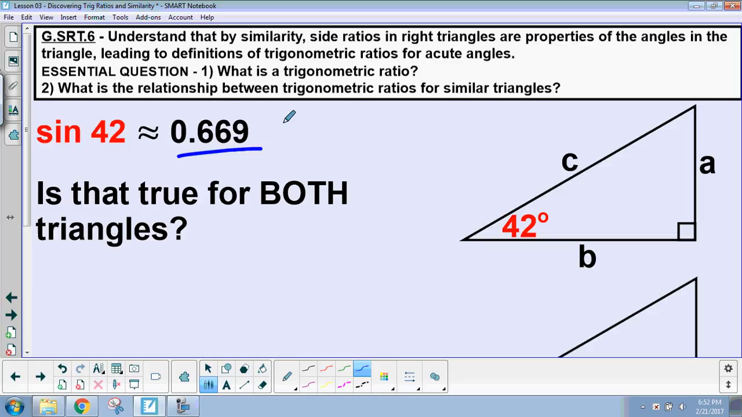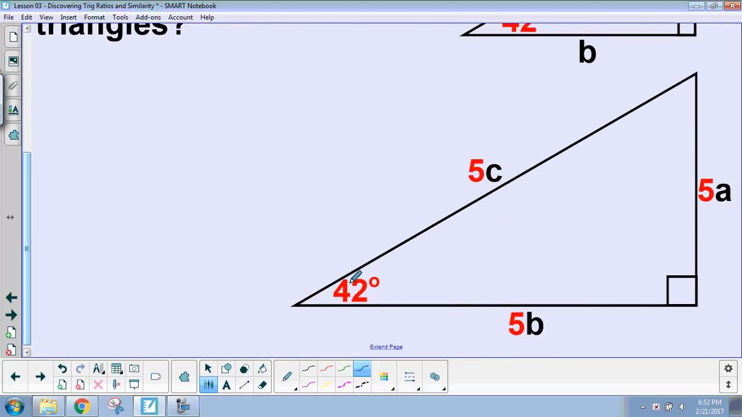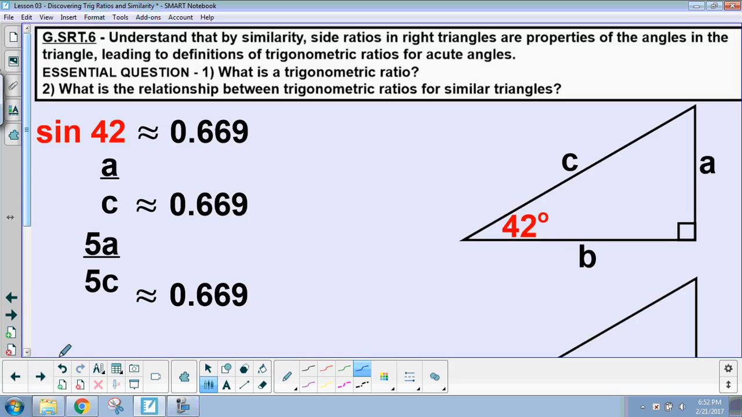Is this true for both triangles? Of course they are, because we just discussed that these triangles are similar. Even if it's scaled up by 5. We already had this idea. Now let's see if these triangles are similar.